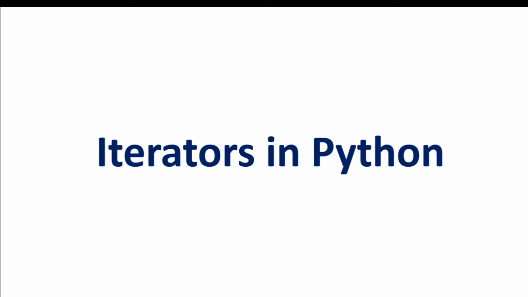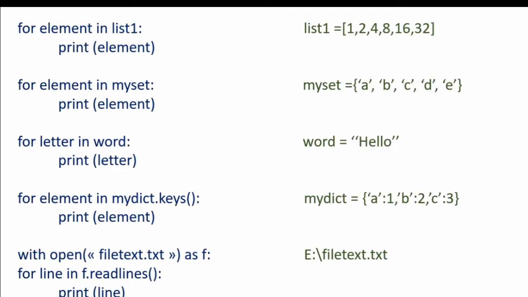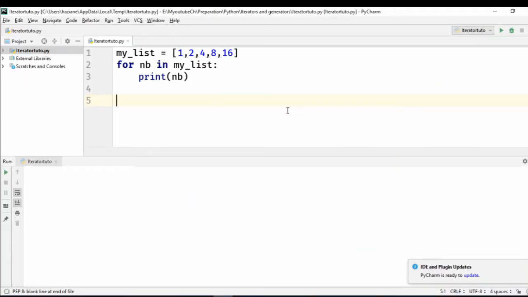In today's video, we're going to see what iterators in Python are and how to use them. Iterators are already used by Python when we loop over iterable objects like a list, a set, a string, a dictionary, or a text file. For example, if you want to loop over a list, which is an iterable object, using a for loop like in this example, Python will call the iterator of the list object, and it is this iterator which will return the items one at a time for every loop.